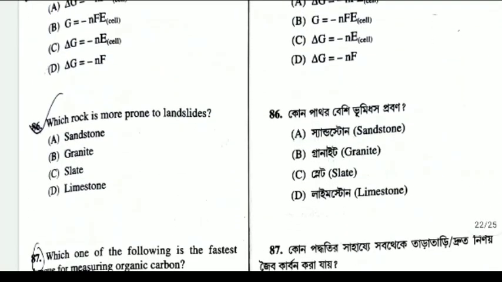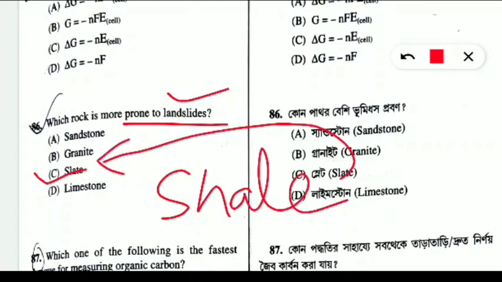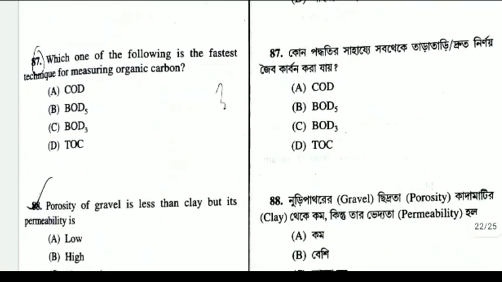Coming to the next question. Question 86. Which rock is more prone to landslides? Prone to landslides means where these rocks are present, there are more chances of landslides in that region. So here the correct option will be option C, slate. Slate will be the correct option, which is derived from shale. Shale is the sedimentary rock, you can note down, from which slate is formed, which is the metamorphosed form, that is the metamorphic rock.